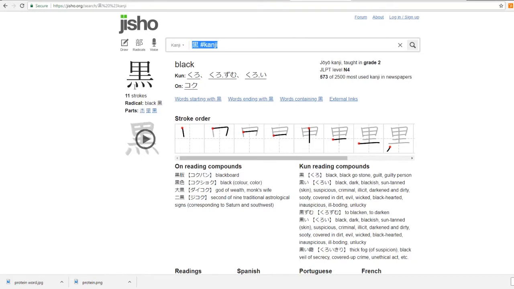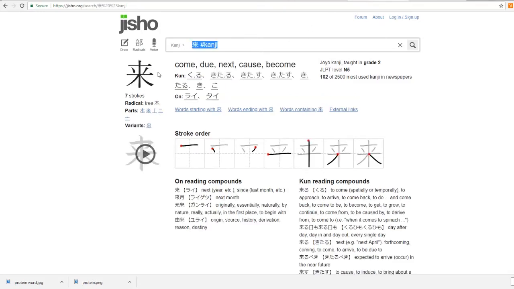Next one we're going to look at is black, and this is your parents' home and fire radical. So I think when you light your parents' home on fire, it will turn black. And that's how I remember this one. So this one I actually have a pretty convincing mnemonic for. Its kunyomi is going to be kuro, and its onyomi is going to be koku. So kuro means black.